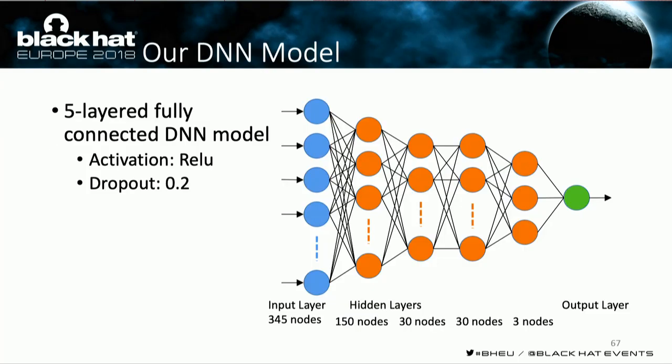Next, we built a 5-layered fully connected DNN model to run the vectors. The first hidden layer has 150 nodes. The second and the third hidden layers have 30 nodes. And the last hidden layer has only 3 nodes. And we used ReLU as activation in all nodes. And we set dropout as 0.2 in all layers.